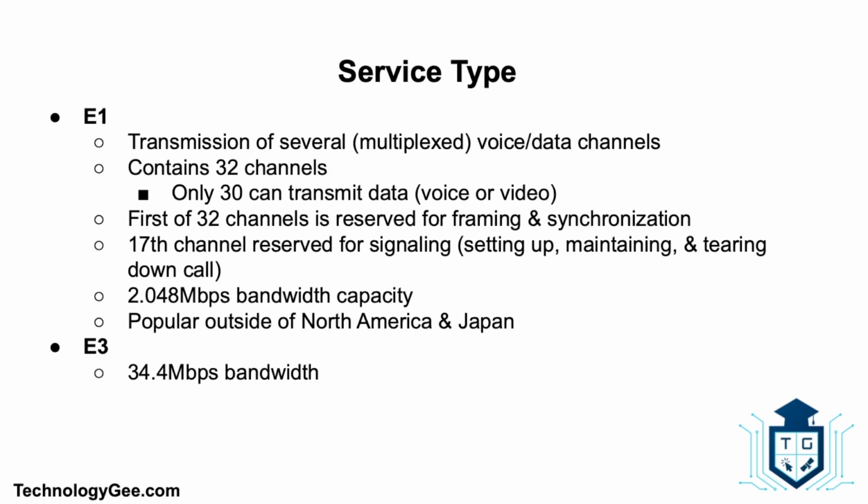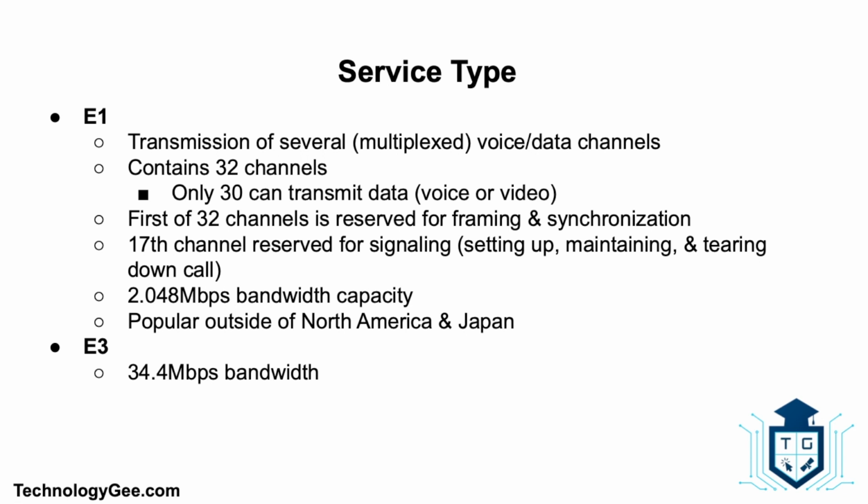Next, we have the E-carrier lines, and the first one is the E1. The E-carrier system enables the transmission of several multiplexed voice and data channels simultaneously on the same transmission facility or line. Of the various levels of the E-carrier system, the E1 and E3 levels are the only ones that are used. An E1 circuit contains 32 channels, in contrast to the 24 channels on a T1 circuit. Only 30 of those 32 channels, however, can transmit data such as voice and video. Specifically, the first of those 32 channels is reserved for framing and synchronization, and the 17th channel is reserved for signaling, that is, setting up, maintaining, and tearing down a call.